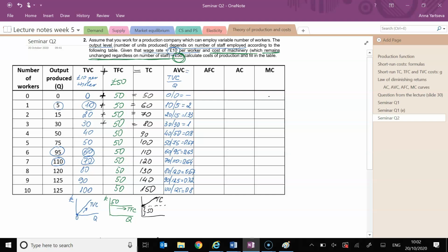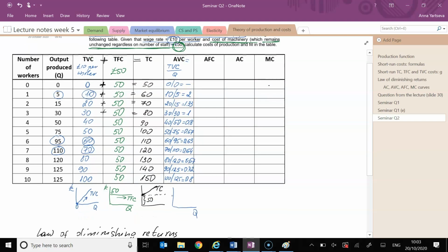Now let's go back. So we've calculated average variable cost, and we can sketch the graph. How can we do this? Let's look at the numbers, how numbers change when output increases. We have output along horizontal axis. Let's have a look how average variable cost will change.